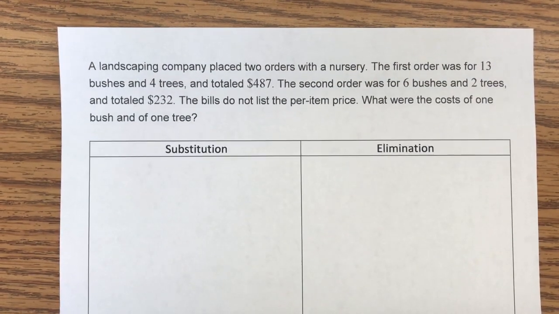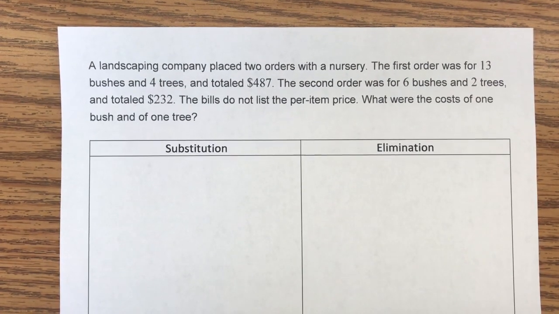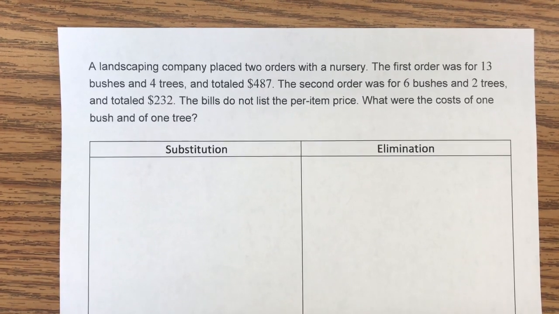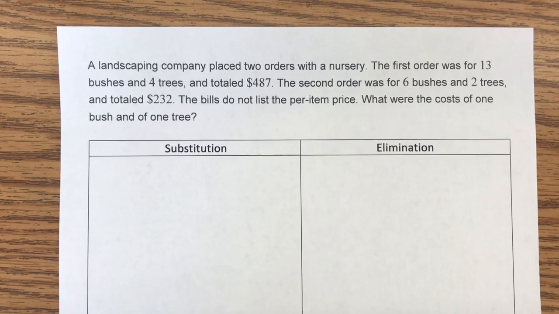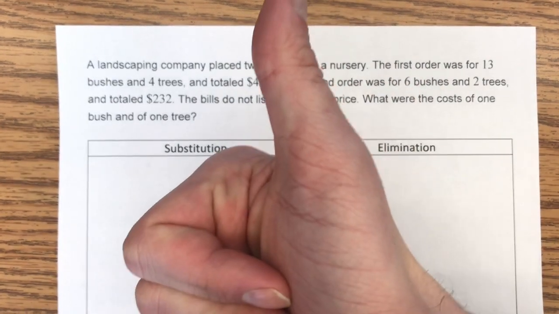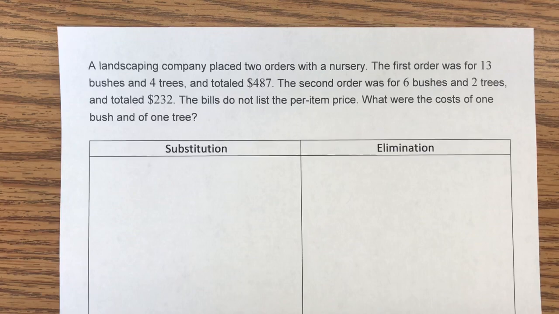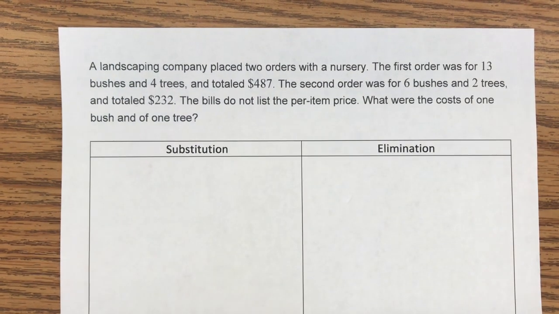Everybody. We are going to do a word problem about a landscaping company. What we're going to do is this word problem using substitution and elimination, one of each method. And of course, we know that we'll end up with the same answer because that's what substitution and elimination does. So, a landscaping company placed 2 orders with a nursery.